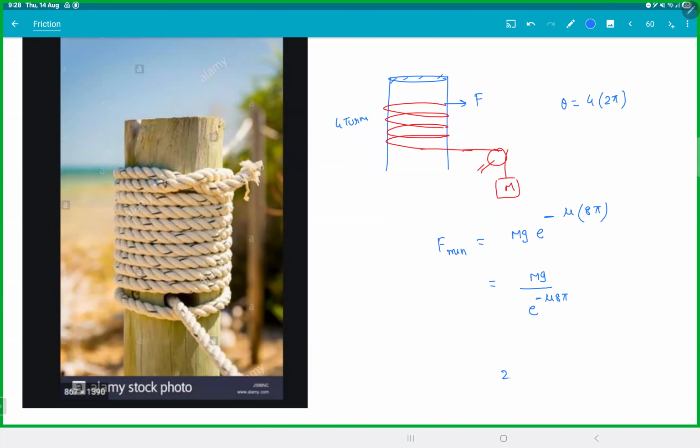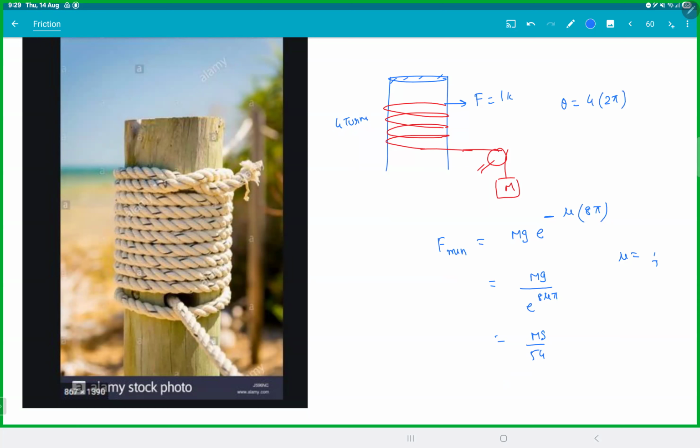The value of e is around 2.7 something. It won't be minus, it is e power 8 mu pi. Just imagine you take the value of mu to be 1 by pi, for example, which is 1 by 3 roughly. You'll get e power 8. E power 8 is pretty big. How much is that? E square, I think around 54 times. So this thing would be mg by 54. Just imagine, you can keep a block of weight 50 kgs just by putting a 1 kg weight.